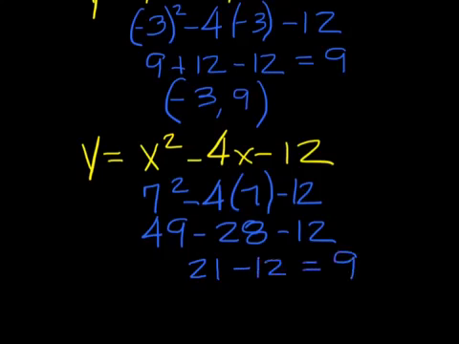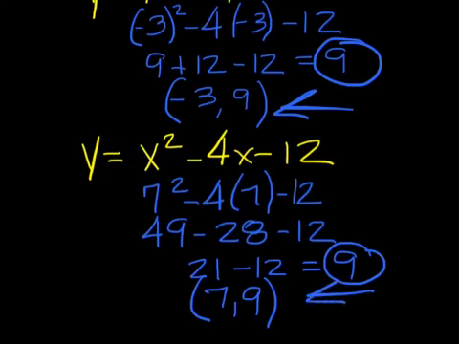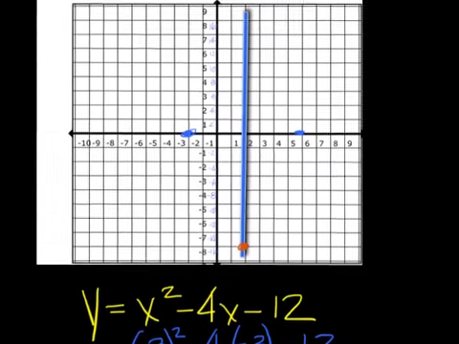And we spoke about that yesterday, where more times than not, when you're going the same distance from your 0 on both sides, you'll come back with the same number. So this point is 7, or actually, 7 and 9. So we're going to plot -3, 9, and 7, 9 to give us a more accurate graph. -3, 9, and 7, 9.